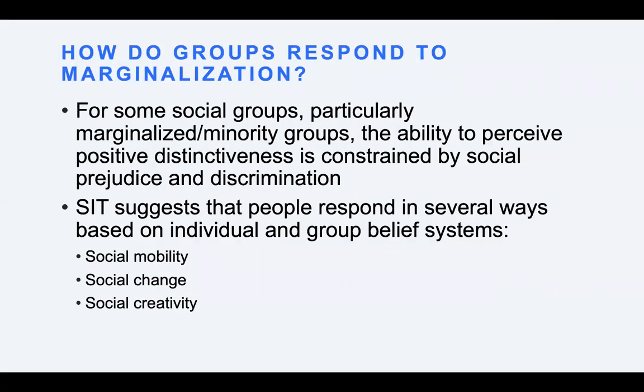So, how do groups respond to marginalization? What do we do when we are negatively evaluated by a different group? So, for some social groups, particularly marginalized or minority groups, the ability to perceive positive distinctiveness is constrained or made difficult by social prejudice and discrimination. So social identity theory suggests that people respond in several ways based on individual and group belief systems. So we're going to talk about three of them.